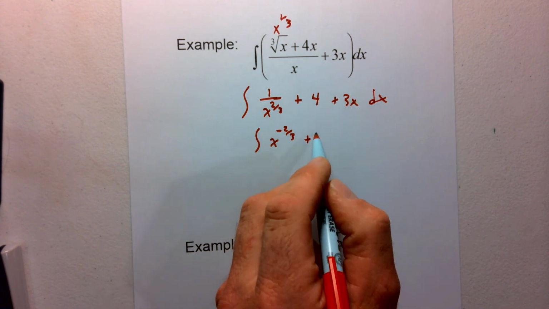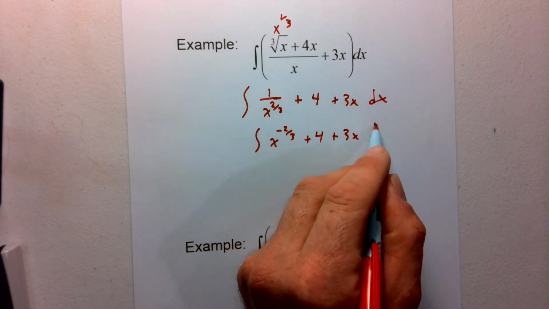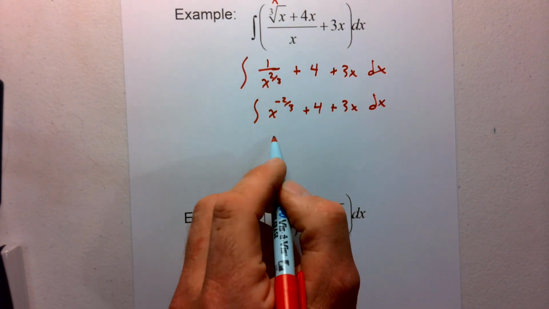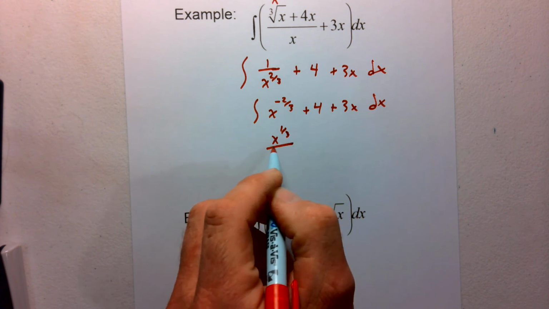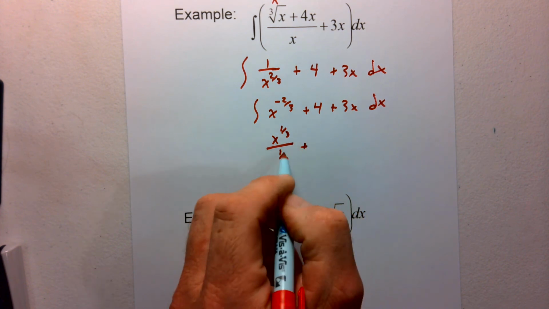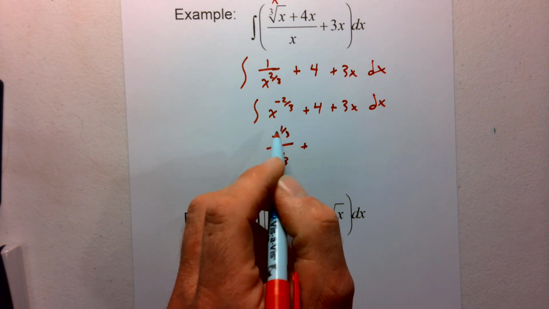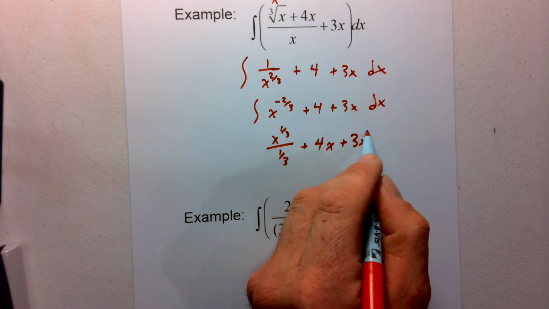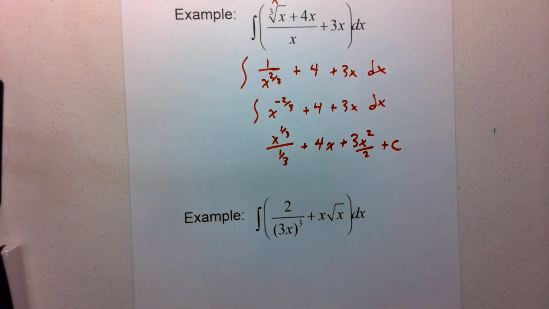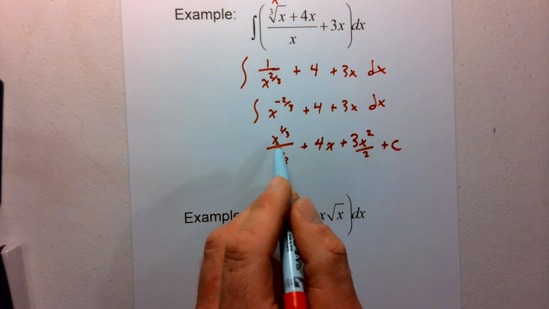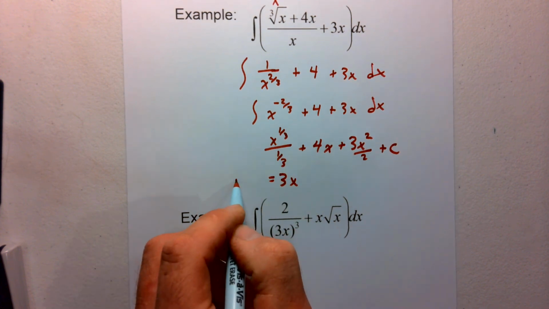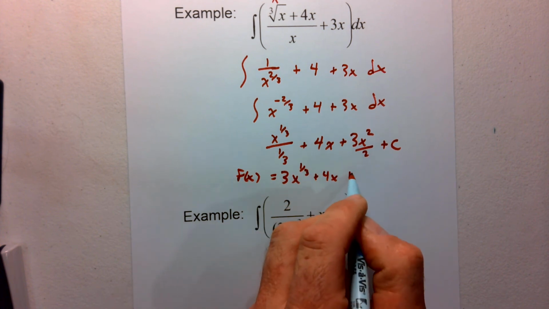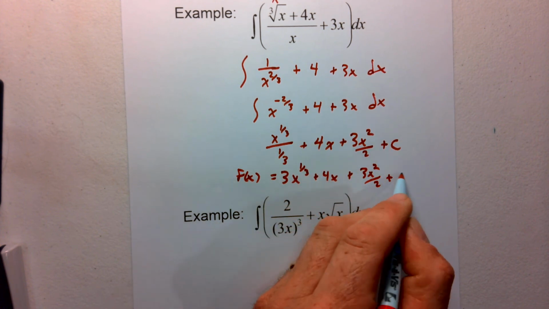Again, I'm not going to start integrating, even though I know how to integrate that. I'm going to wait until I can do it all at one time. So now I can go ahead and integrate. I have x to the 1/3, and I'm going to divide by 1/3. Some of you probably already see that. Hey, that's just multiplying by 3. Of course it is. Integration of 4 is x, and then 3x gives me 3x squared over 2 plus c. Again, we can clean this up a little bit. F of x is going to be 3x to the 1/3 plus 4x plus 3x squared over 2 plus c.